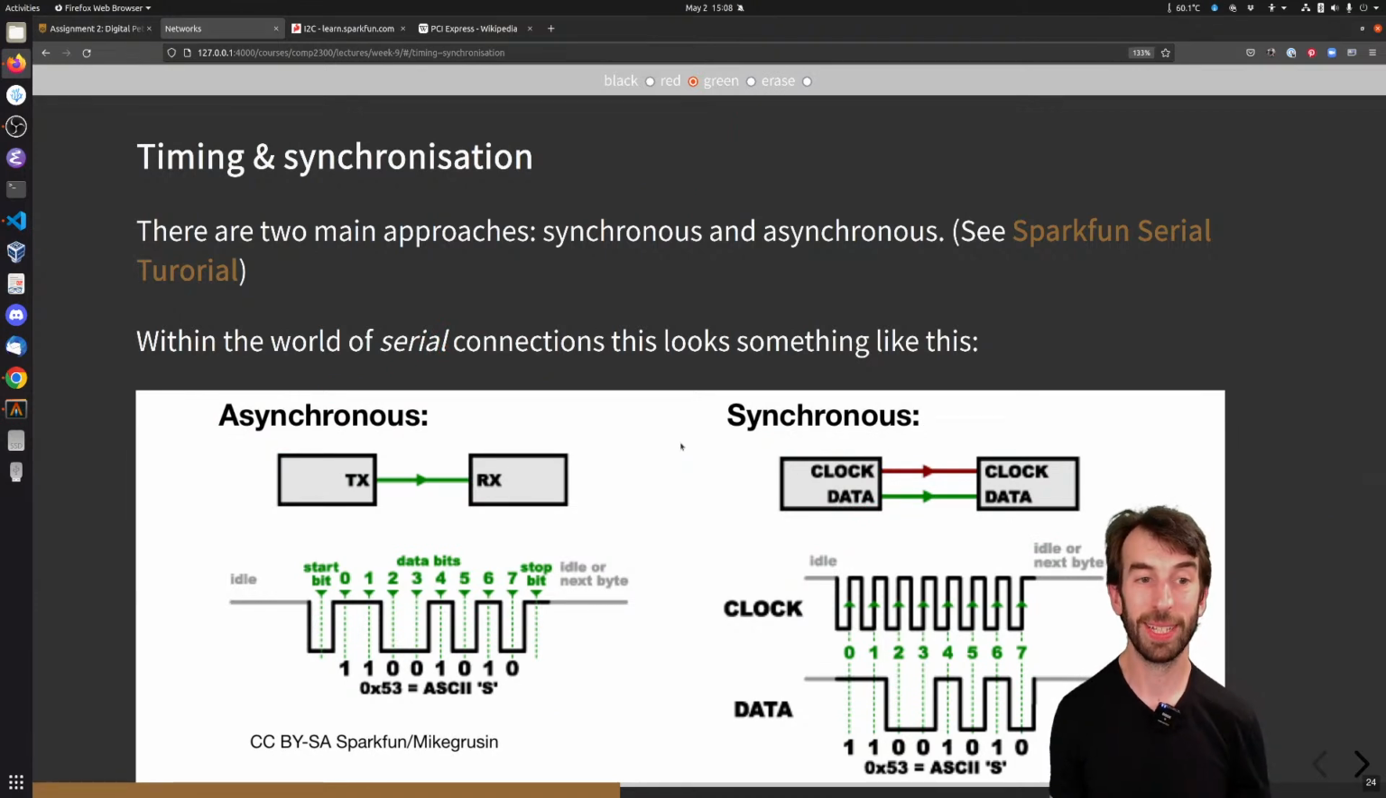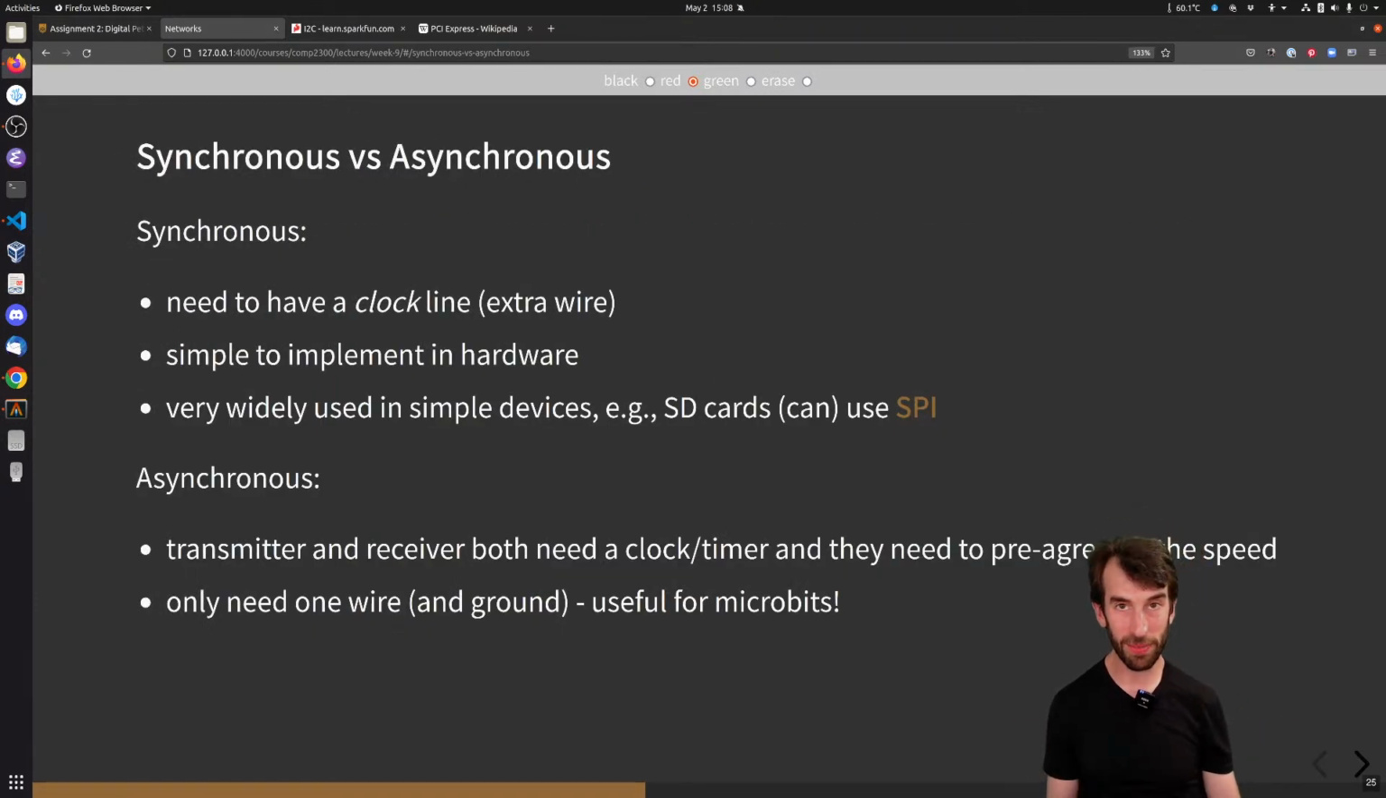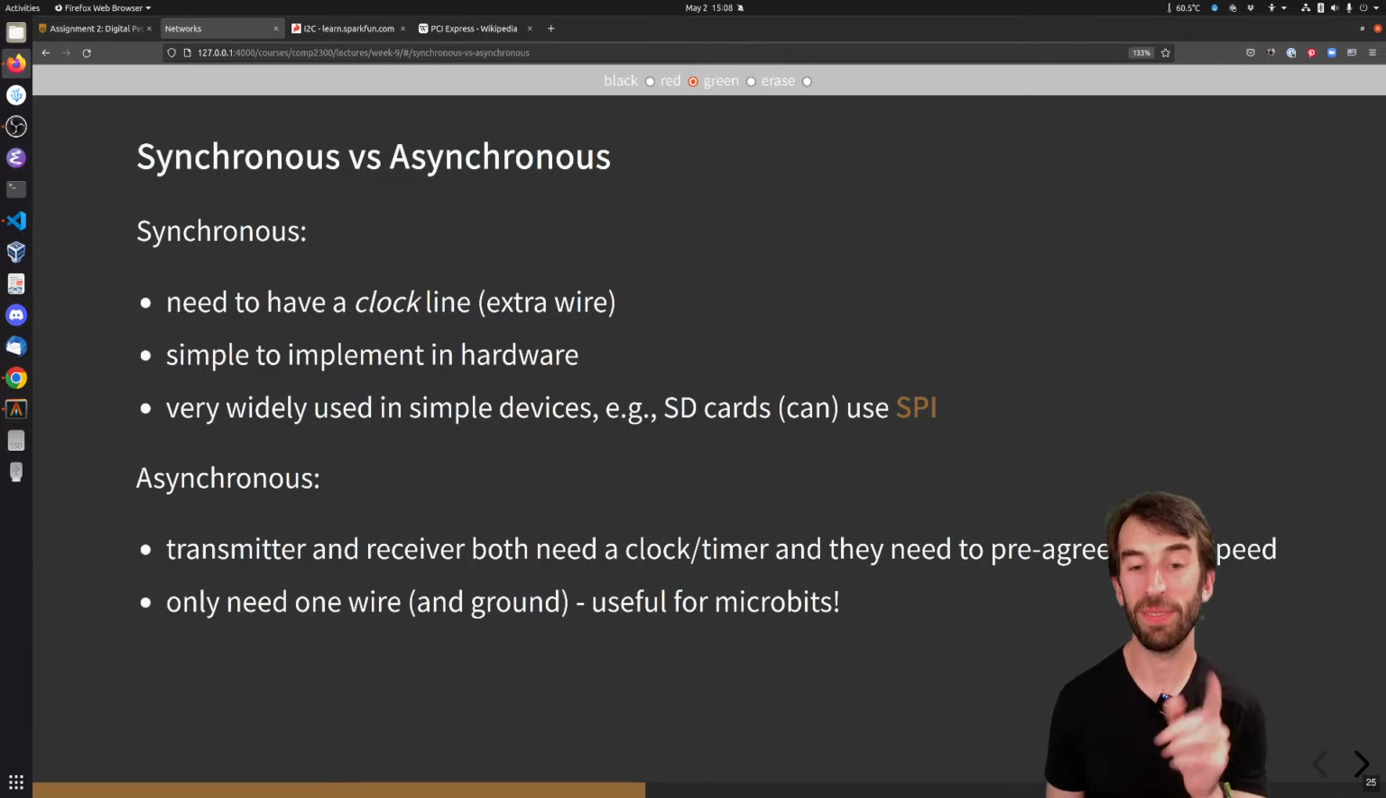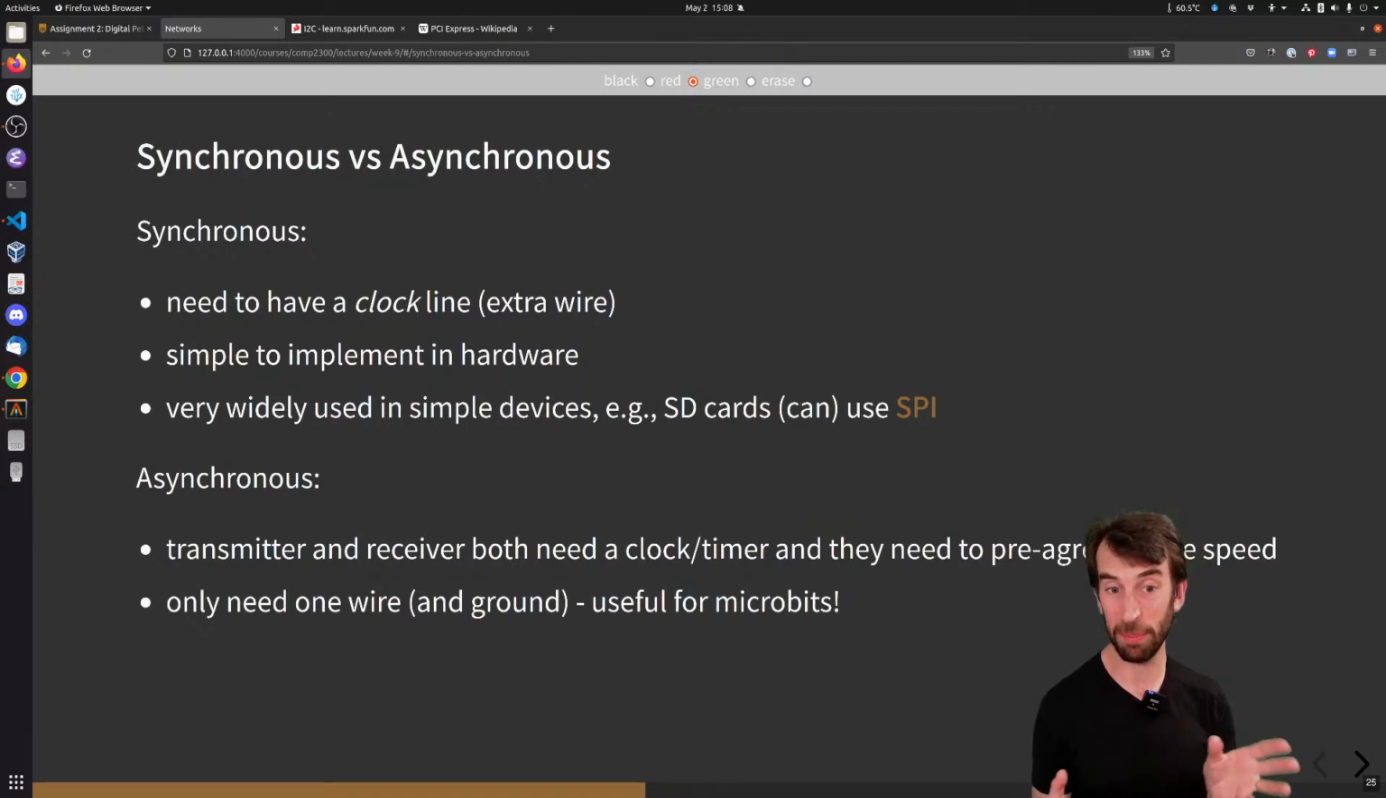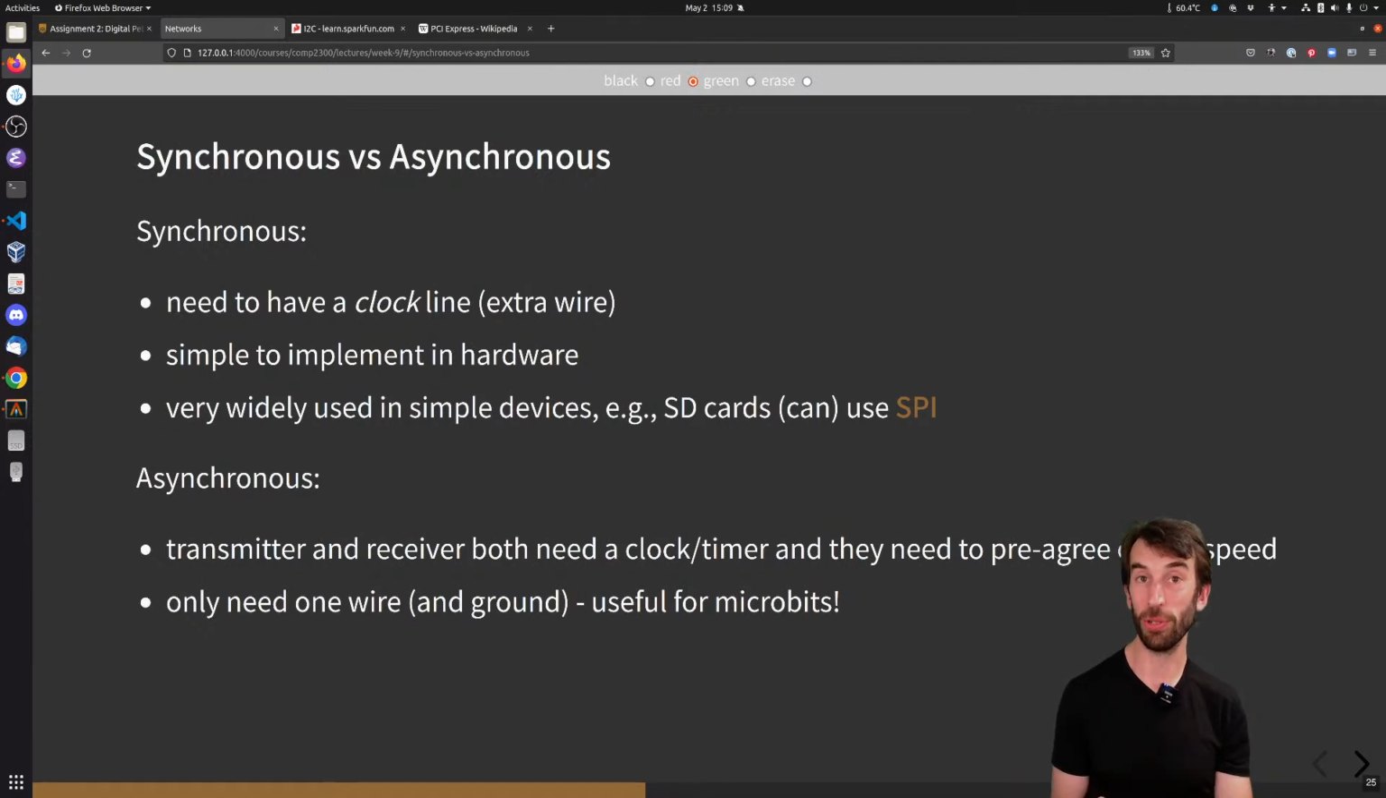Cool. Timing and synchronization. Synchronous versus async. With the synchronous version, you have to have this extra clock line. You're going to have an extra wire, but the upside is that it's very easy to implement this. And that's very widely used in very simple devices. For example, SD cards do use a synchronous serial method of getting the data in and out of them. With asynchronous, the transmitter and the receiver both need to have a clock timer, and they have to agree on their speed. But you only need one wire and ground.